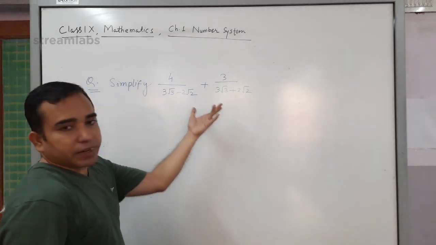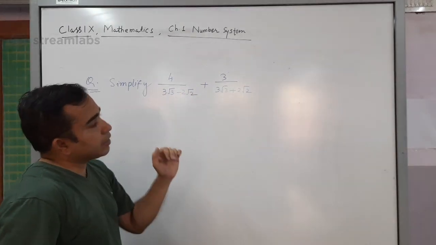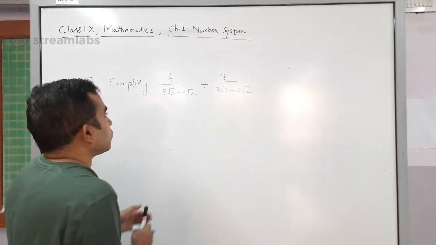Another way is directly you can take LCM. If I see these two, if I take LCM, they will become a simple quantity. So I'm going to do by second method.